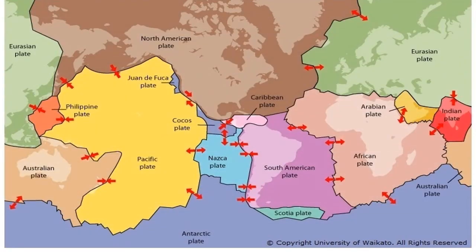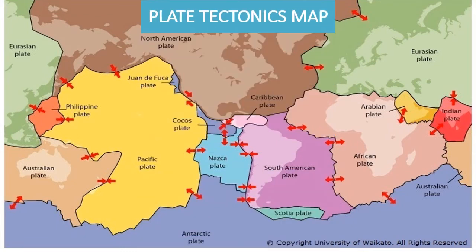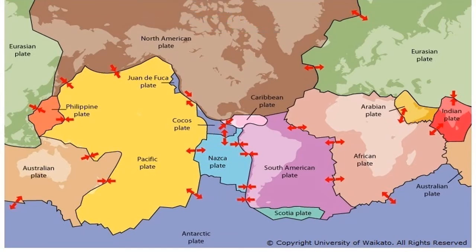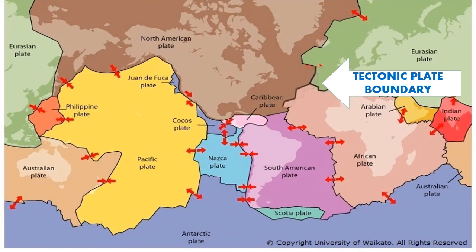These plates move very slowly but constantly, about an inch to 2 inches or 3 to 5 centimeters per year. The tectonic plate map shows some very important information about the movement of these huge land masses. The black line represents the tectonic plate boundaries among these huge land masses.